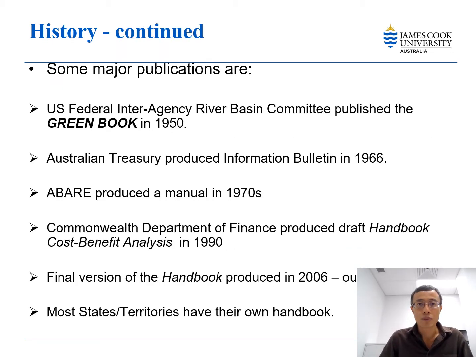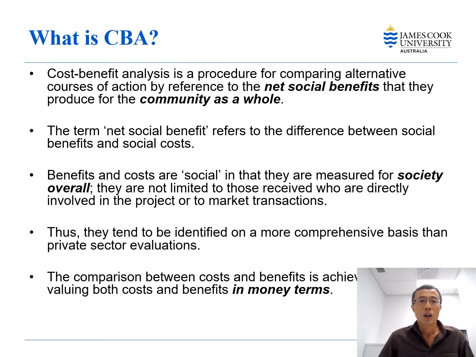And here are some major publications, including the textbook we want to use. Okay, what is CBA? The definition is: cost-benefit analysis is a procedure for comparing alternative courses of action by reference to the net social benefits that they produce for the community as a whole. Again, points are very important here. First point is net social benefit. So actually three points. First point is net benefits. So it's benefits take away the costs.